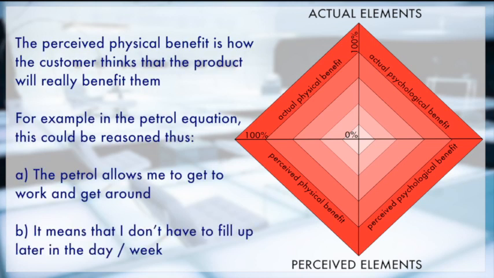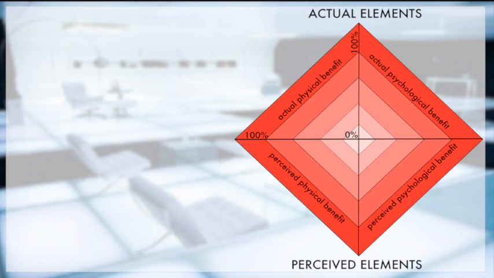Let's look at the perceived physical benefit. So the perceived physical benefit is how the customer thinks that the product will really benefit them. For example, in the petrol equation, this could be reasoned thus. A, the petrol allows me to get to work and to get around easily. And B, it means that I don't have to fill up later in the day or later in the week, giving me more free time.